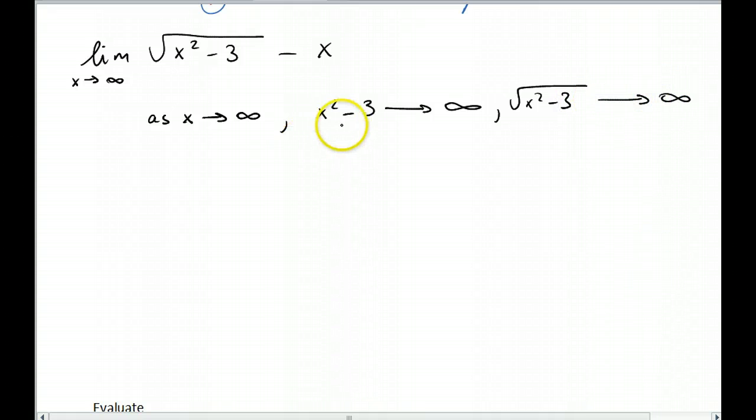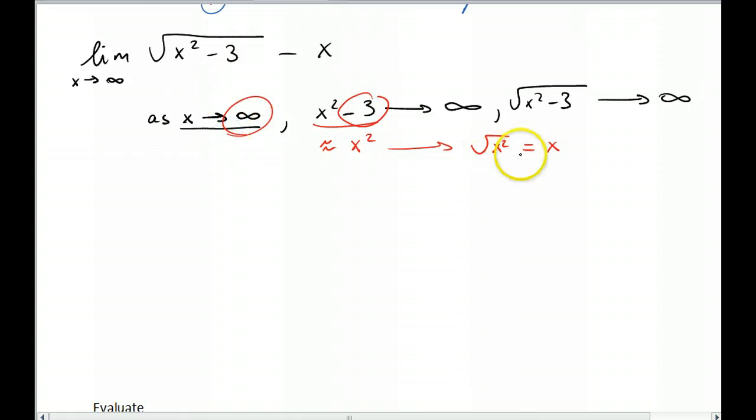Actually, let me just tell you something here. As x approaches infinity, we don't look at this right here, because when the number is very large, taking away 3 from the number is not very different than the number itself. So when x is infinity, we tend to think of x squared minus 3 as the same thing as x squared. And the square root of x squared is going to be x, I'm not going to put the absolute value here because I'm going towards plus infinity, so x is positive. Basically very close to x.